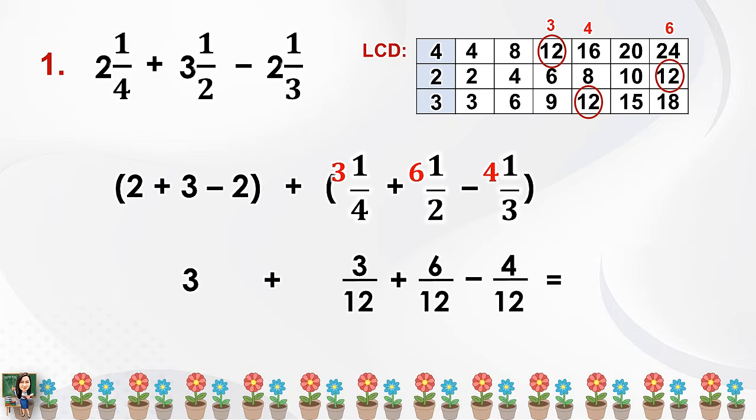Now, write first the whole number, 3. Then, add and subtract the numerators. 3 plus 6 equals 9, minus 4 equals 5. Then copy the denominator 12. The answer is 3 and 5 twelfths.